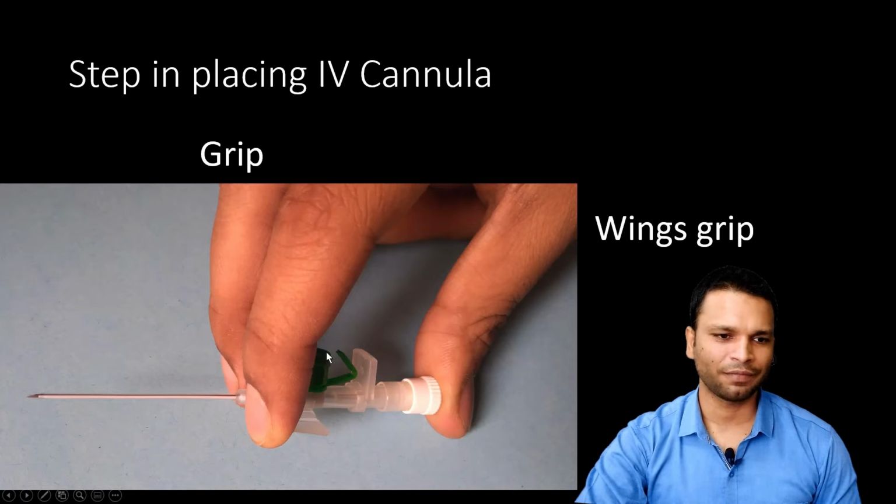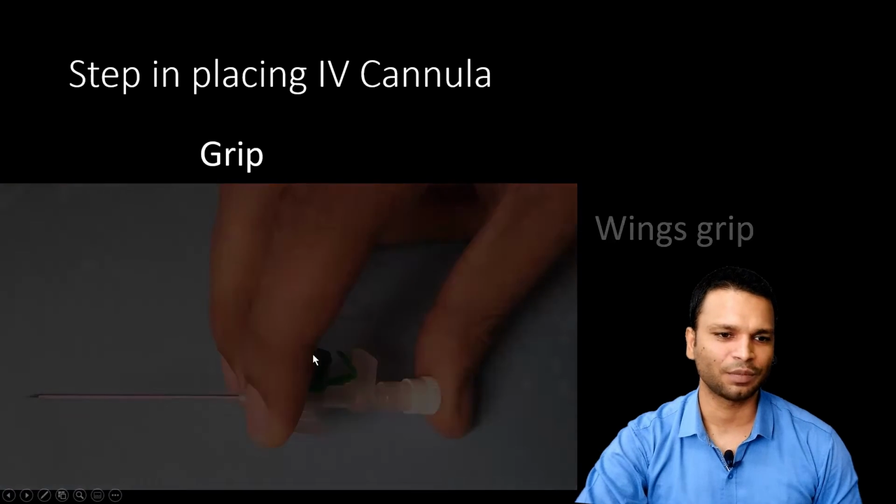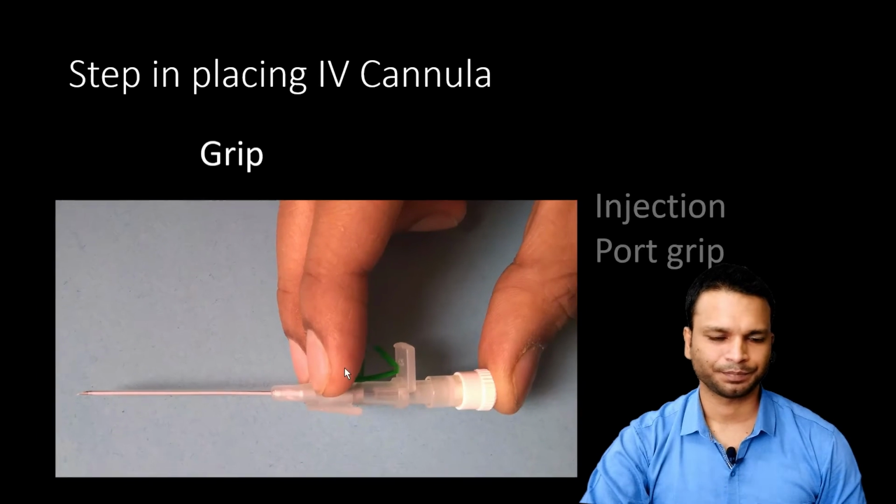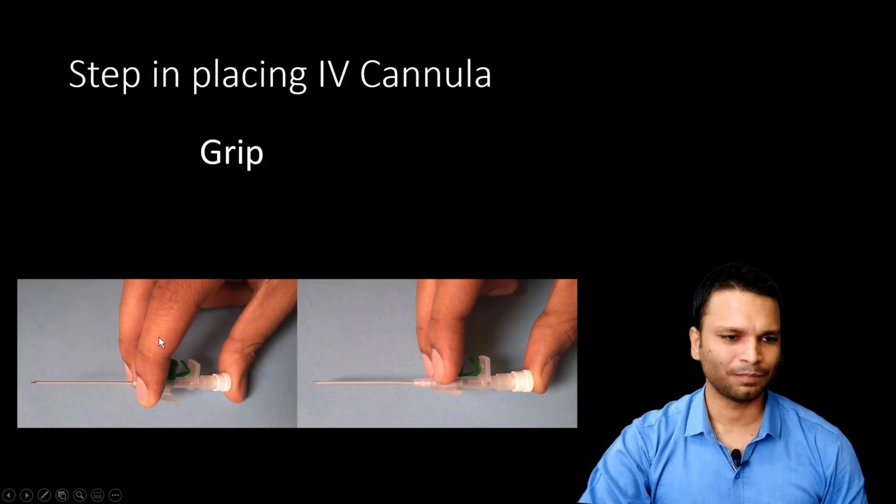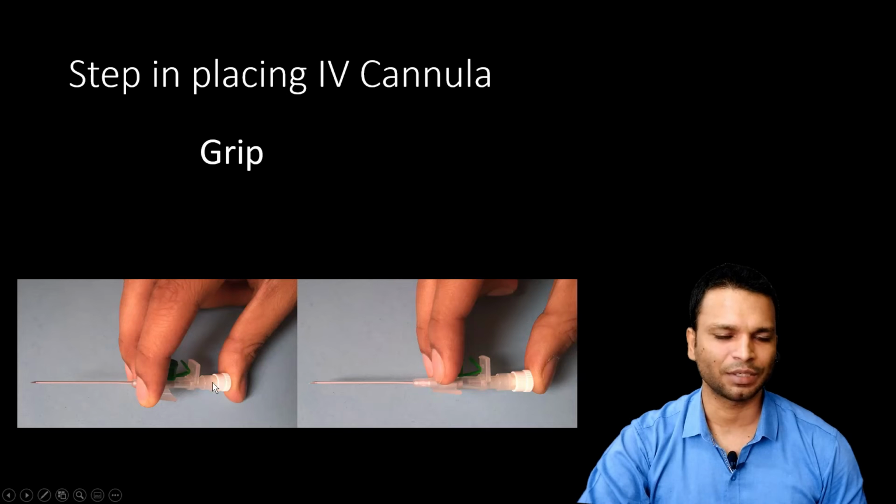Second grip is we keep our fingers, these fingers, at the injection port. Even this is acceptable. Now you can see both these grips have the thumb at the injection port. This prevents the stylet from being pushed back.